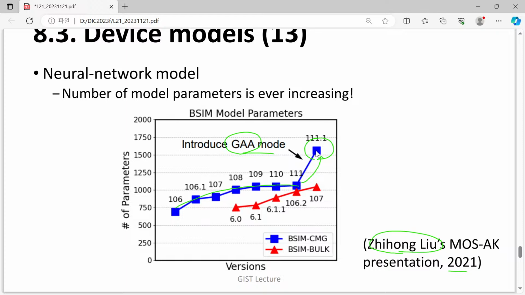So previously you had what? You had TOX, phi, VT0, something like that, KP. But now you must specify 1500 parameters to specify a technology. So the number of model parameters is ever increasing. It never decreases, it is ever increasing.